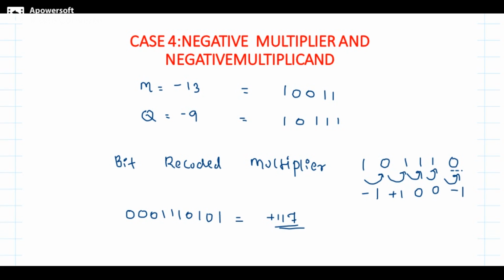So this shows how we can perform multiplication operation by considering different cases. Either the multiplier may be positive or negative, or the multiplicand may be positive or negative. Irrespective of whether the multiplier q and multiplicand m are positive or negative, the Booth algorithm will compute the final product.